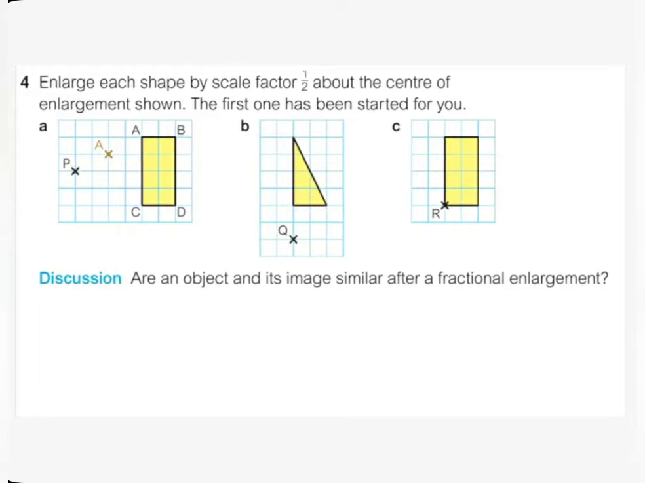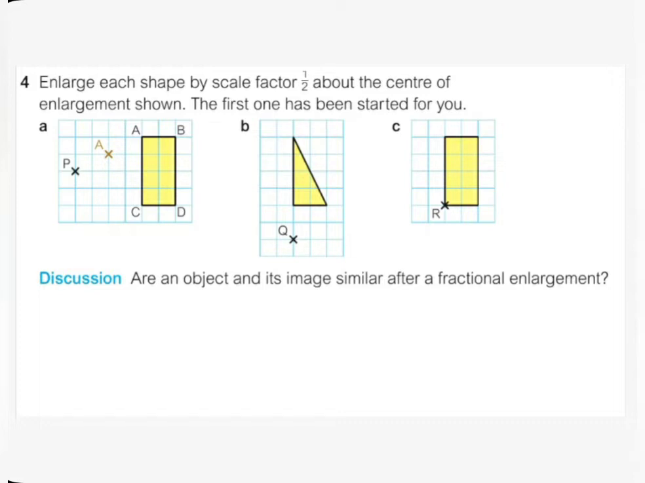And the last one is about using a fractional scale factor. When you use a fractional scale factor, it means you're making the shape smaller. The same thing applies when you're using a positive fractional scale factor. It means the two shapes are at the same side from the center of enlargement. But if you're using a negative fractional scale factor, it means the center of enlargement will be between the two shapes. Now, let's take a look at question 4.